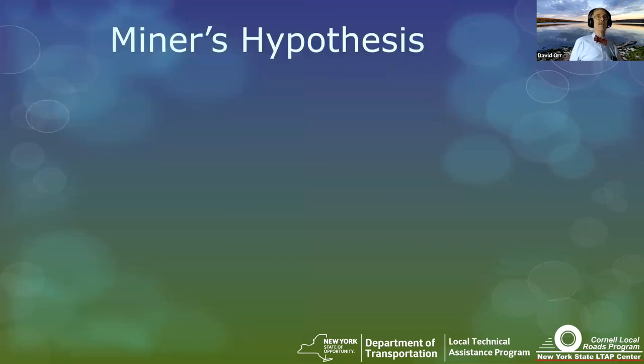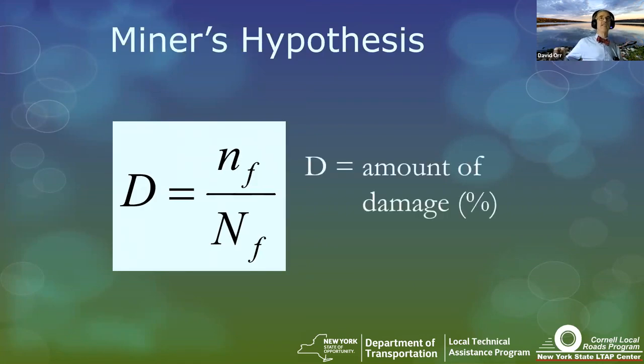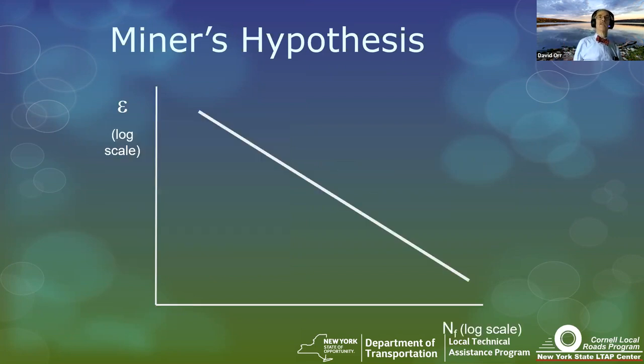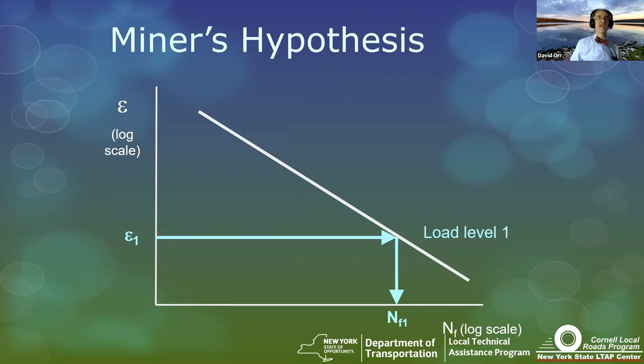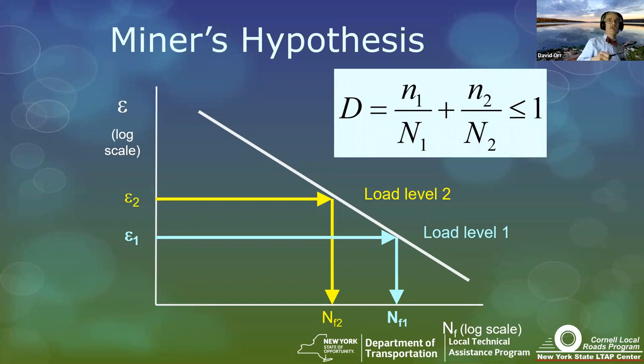And the way you do this is you go back to Miner's hypothesis and you calculate big N and little n, the amount of damage for every single configuration. So we'll look at load level 1. We might get a certain amount of strain and we come across to our failure line. We come down to the cycles to failure, number of allowable cycles. And we do the same thing for load level 2. And for each different configuration, we calculate a little n over a big n, and we add them up. And as long as that total number is less than 1, the pavement should be fine. And it's amazingly effective. It works really, really well.